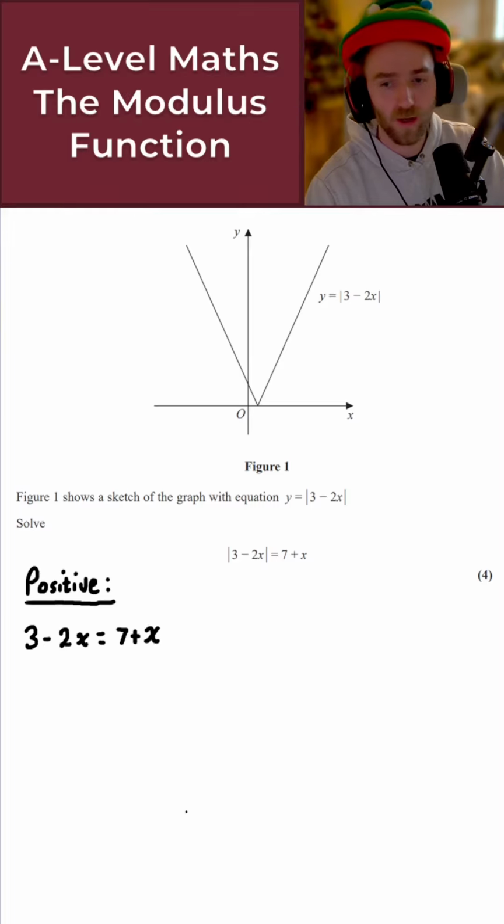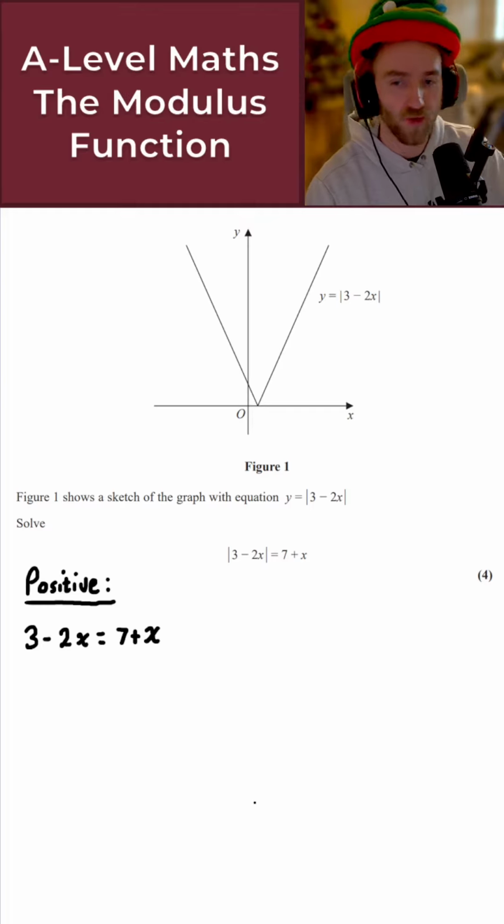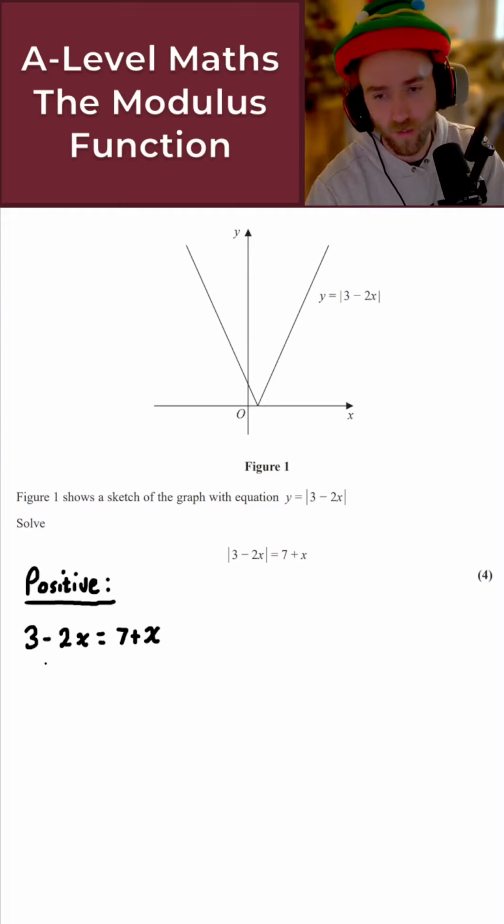Perfect. And at this point, all we now need to do is just solve this nice straightforward linear equation. Shouldn't be any issues with this. This is just basic GCSE maths. If you are struggling with this, you're probably cooked. But anyway, just add 2x to both sides, subtract 7 from both sides.